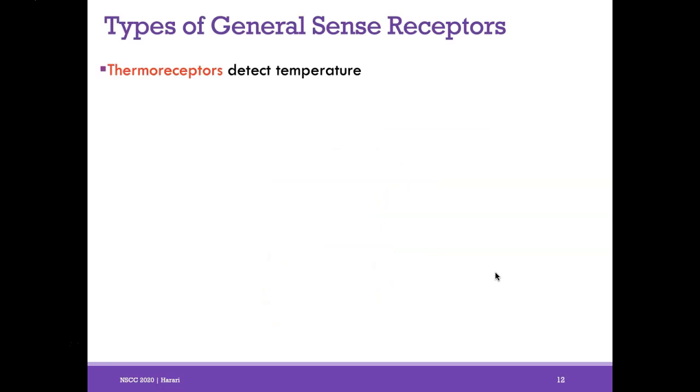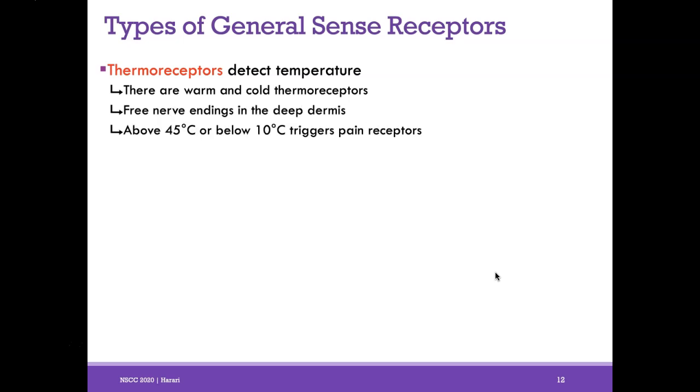So we'll talk about different types of general sense receptors first, by the type of stimulus they detect. A thermoreceptor detects temperature, right? They respond to heat and cold. We have thermoreceptors that respond to cold and thermoreceptors that respond to heat. We have free nerve endings in the deep dermis that detect temperature. And if it's above 45 degrees Celsius, then we feel burn. If it's below 10 degrees Celsius, we feel like frostbite. So that's the pain receptors in response to thermoreceptors.